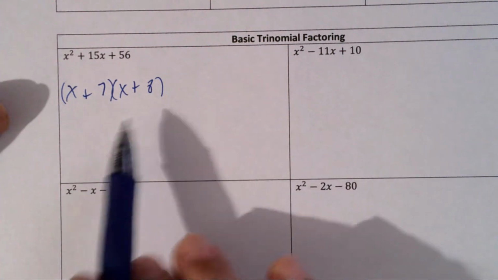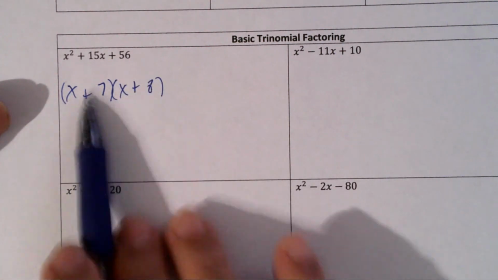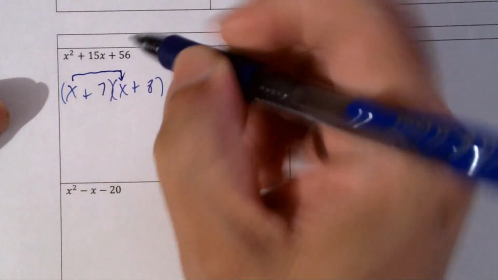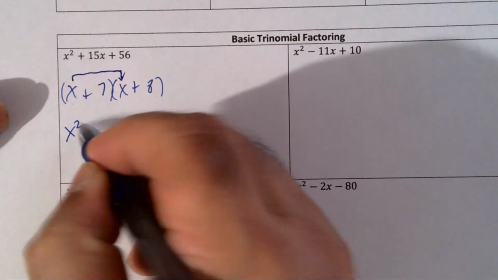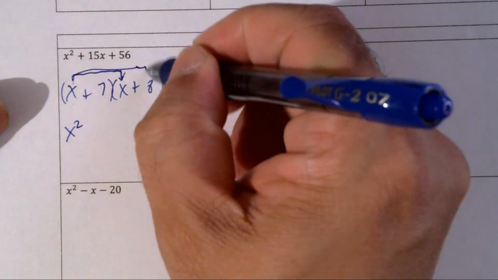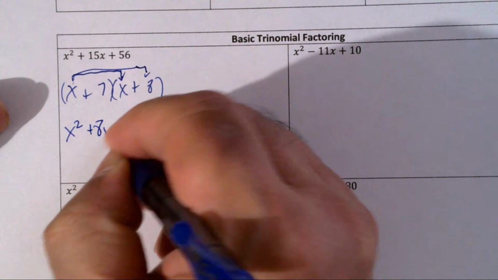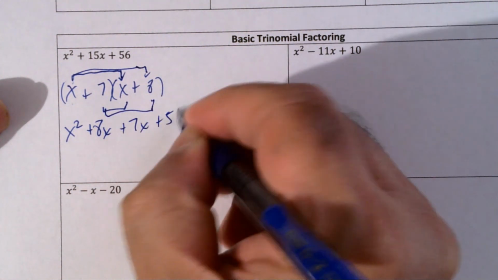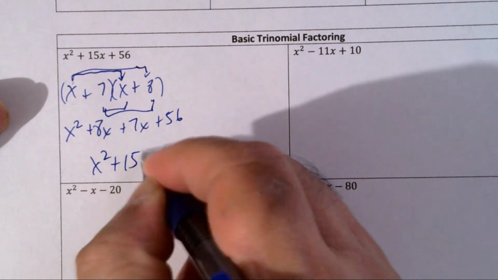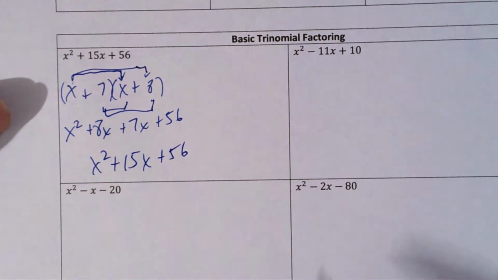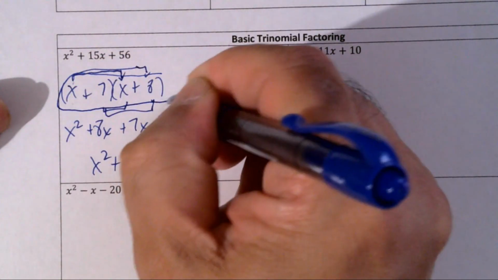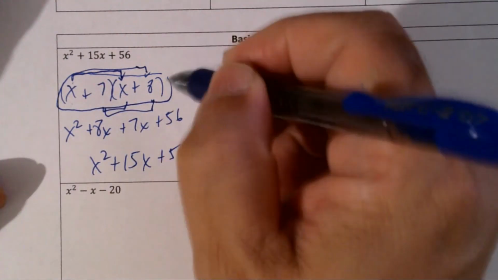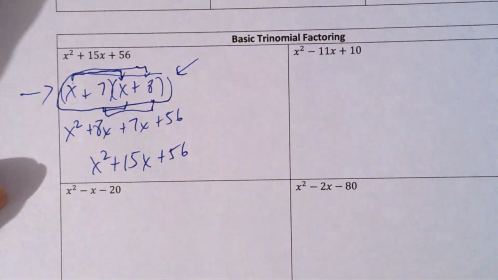Okay, so you might be wondering, how do I know that? Why are those the factors? Well, if you remember from old Algebra 1, if I multiply this out, x times x is x squared. X times 8 is 8x. And then 7 times x is 7x. And 7 times 8 is 56. And I get the original problem back. So this is the factored form. What I'm doing is taking it backwards. So I'm looking for this as an answer, x plus 7 times x plus 8.